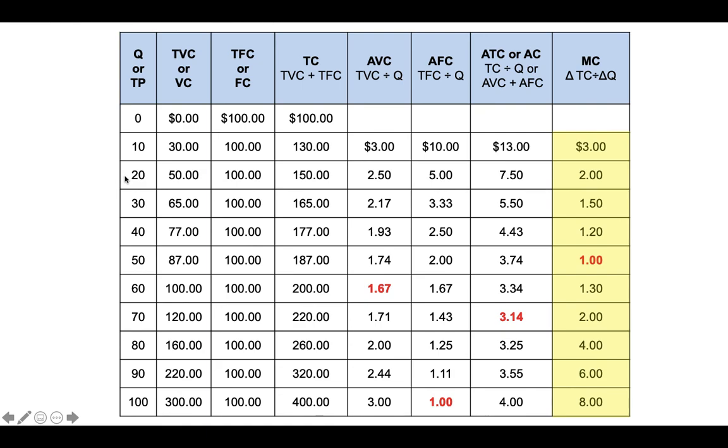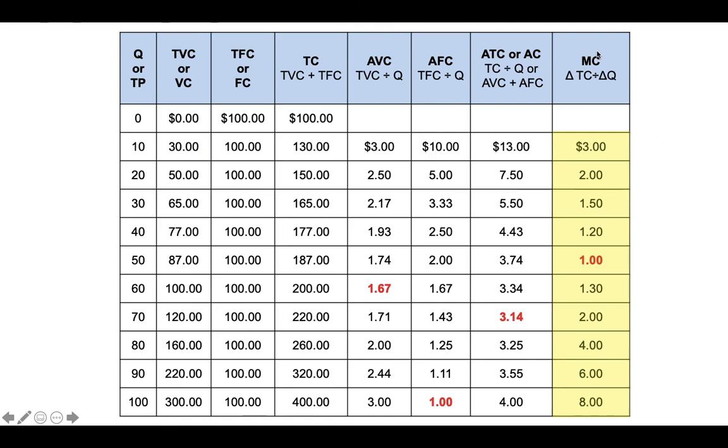Next, for 20 cups of coffee, my total cost went up from $130 to $150. So my change in total cost is going to be $20 additional here. That's going to be the top of my division, or if you want to write it as a fraction, this will be 20 for my change in total cost. And my output, again, increased by 10. So 20 divided by the additional 10 units of output, going from 10 to 20, is going to be $2. I'll do one more. Going from $150 to $165, that's an additional total cost of 15, divided by an additional output of 10. 15 divided by 10 is $1.50.